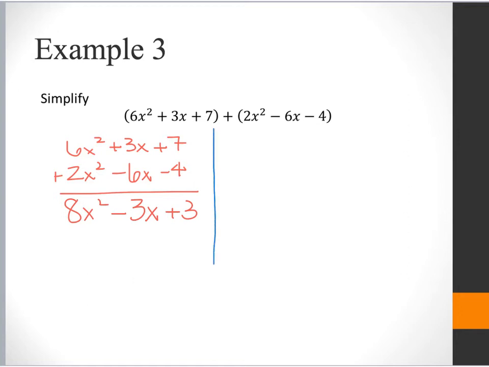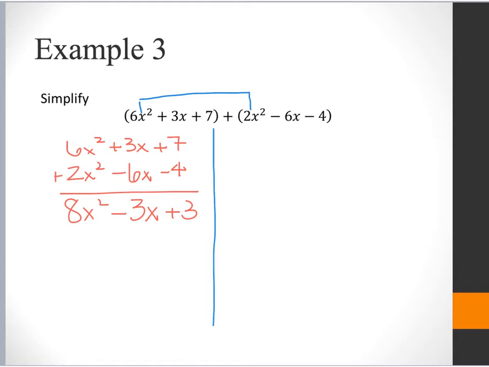Now, the other way that you can do this, and this is probably the way I use the most often, only because you'll see a lot of problems are given to you in a horizontal format. So I personally think it's just easier to add them horizontally, but again, you can use whatever method you prefer. In this case, I'm going to combine my like terms. Both of these polynomials are written in standard form, so I'm just going to pair up the like terms.